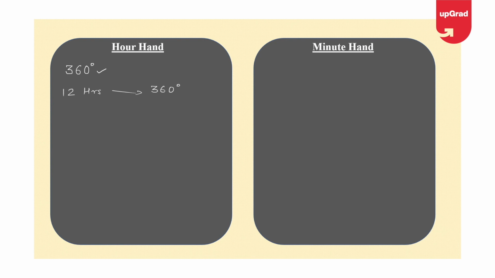And if I do a linear calculation here, this means in 1 hour, it will complete 360 degrees divided by 12, which should be equal to 30 degrees. Which means in 1 hour, the hour hand travels a span of 30 degrees. Now 1 hour can be written as 60 minutes. I'm just simplifying the calculation. So 1 hour is 30 degrees. Therefore 60 minutes also tends to 30 degrees, and therefore in a minute the hour hand travels 30 divided by 60, which is equal to half a degree.